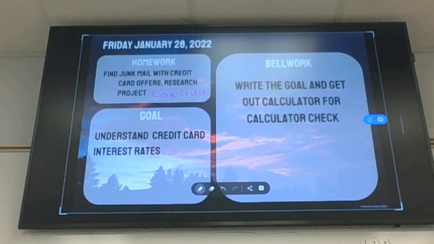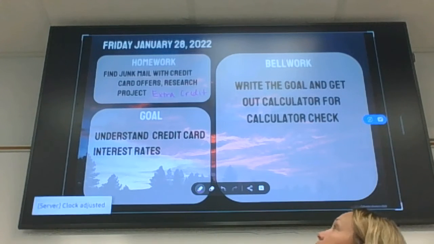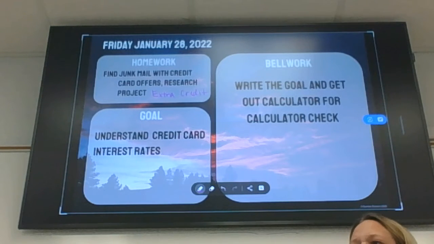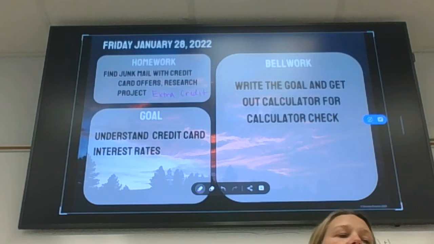Our goal today, write the goal down: our goal today is to understand credit card interest rates. So you're going to start a project today. I'm going to give you class today and class Monday to work on it. I'm hoping we can finish it by the end of class Monday. I've never done this project before. It's the first year, so we'll see how it goes. I think if we do it in class step by step, it'll be okay. If you want to spend some time outside of class working on it, that's great too.